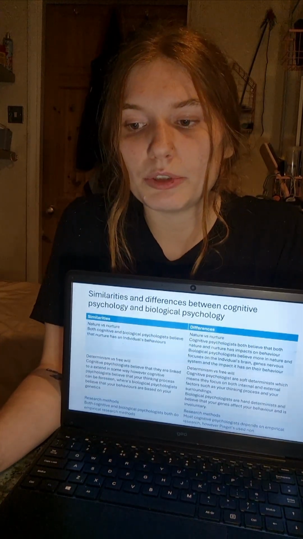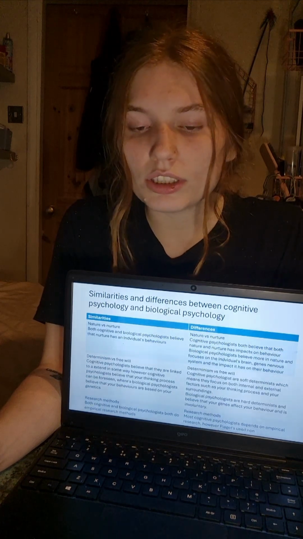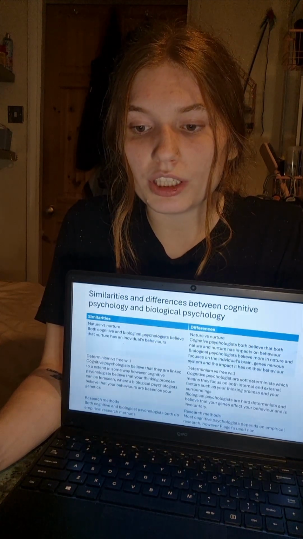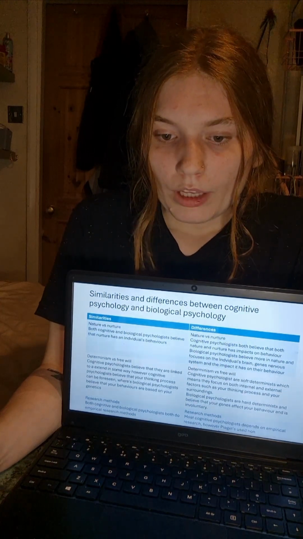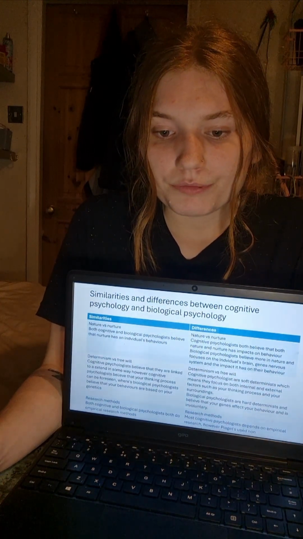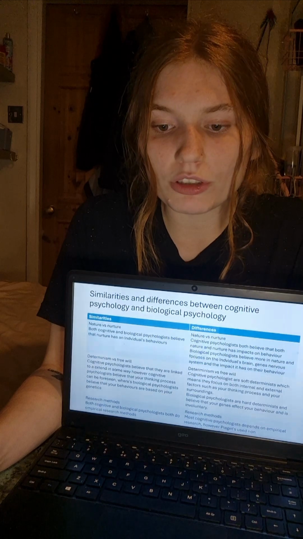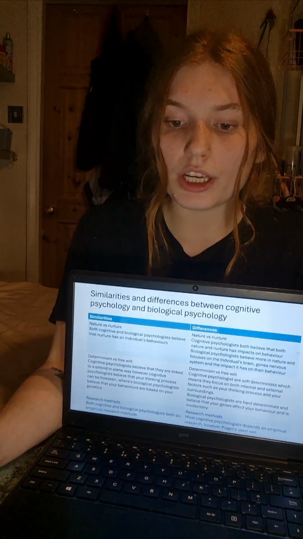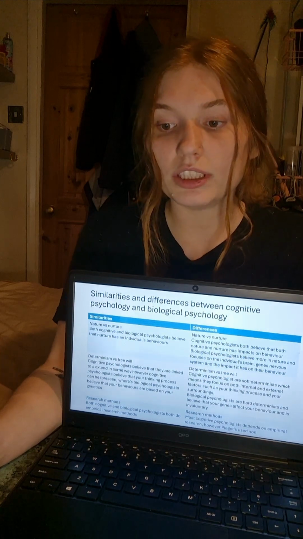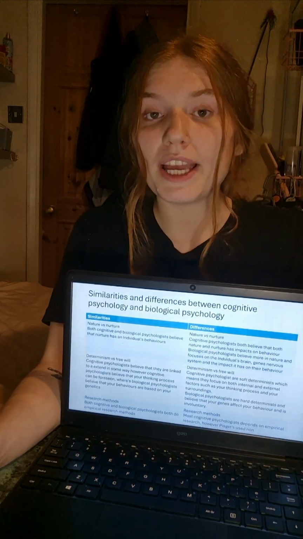Similarities and differences between cognitive psychology and biological psychology. The similarities are nature versus nurture. Both cognitive and biological psychologists believe that nurture has an impact on the individual's nature and behaviour.